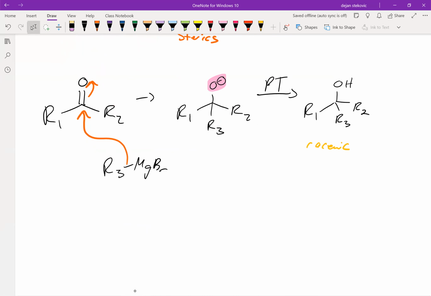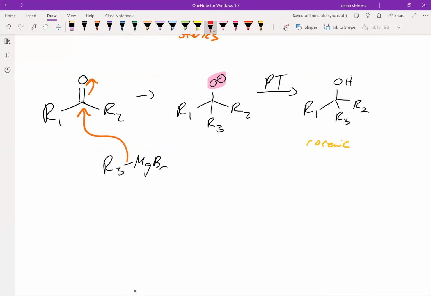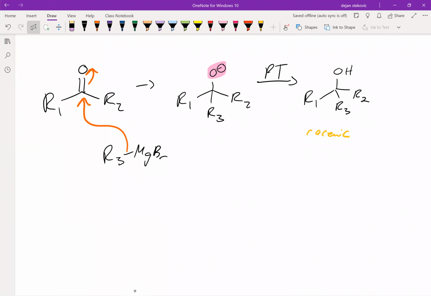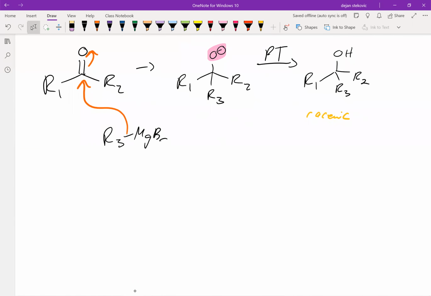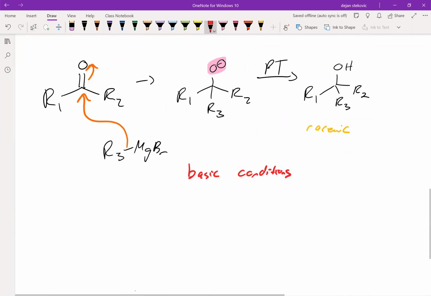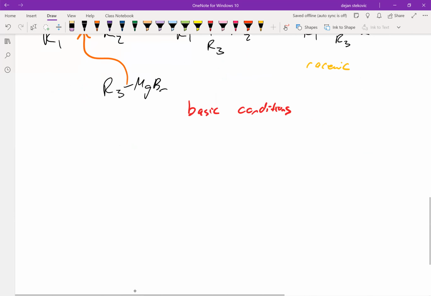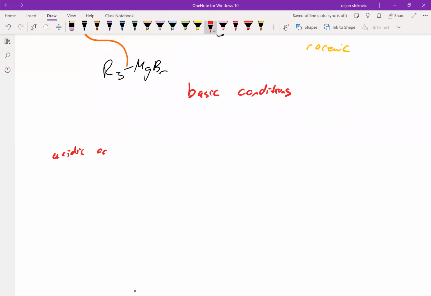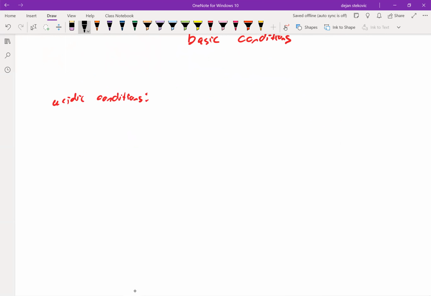One thing to note and to be careful about in our mechanisms is whether we're in acidic or basic conditions. So the Grignard, remember, is very sensitive to any acidic proton, so we generally run these under basic conditions. So this is an example of a mechanism under basic conditions. Under acidic conditions, some of the steps are a little bit reversed, right? So under acidic conditions, we've got plenty of H plus floating around. And so here, the first step is actually our aldehyde or ketone picking up this H plus.